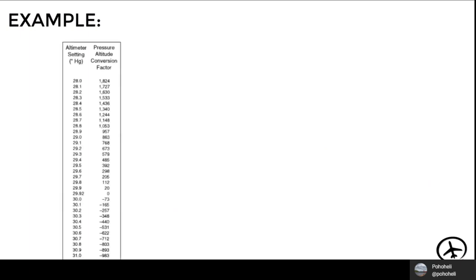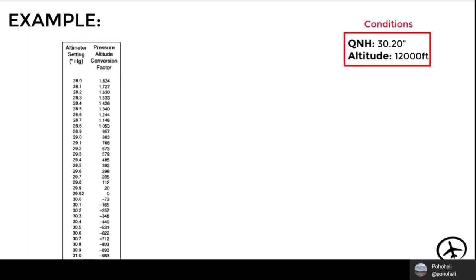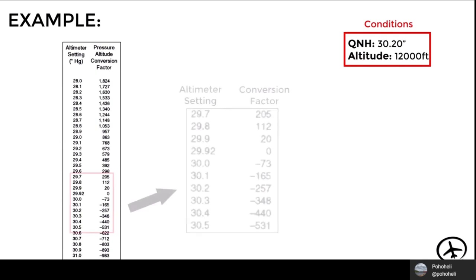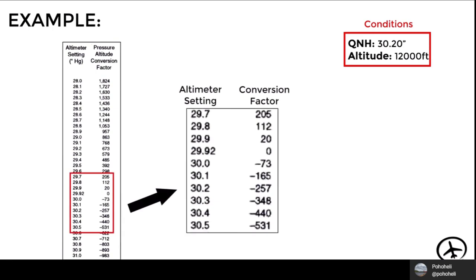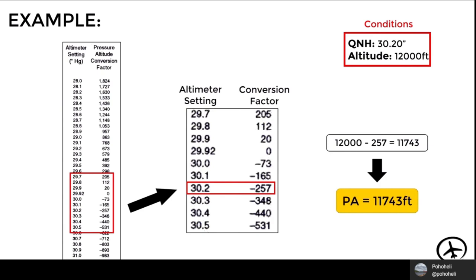Let's begin with the table. Suppose we have the following conditions: a QNH of 3020 and an indicated altitude of 12,000 feet. Here, if we look at the table, we can see the different correction values to be applied depending on the QNH. In this case, for 3020 the correction value is -257. Therefore, all we have to do is take 12,000 feet and subtract 257 feet, obtaining a pressure altitude of 11,743 feet.